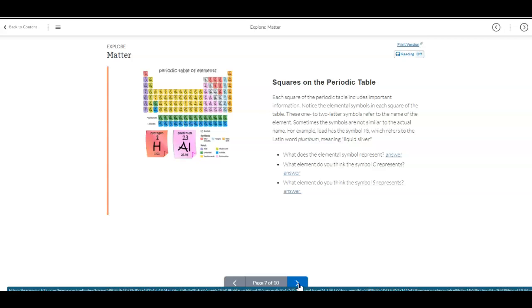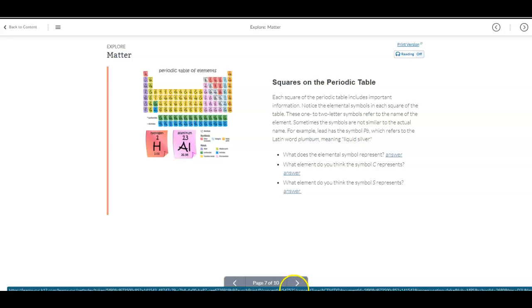Squares on the periodic table. Each square of the periodic table includes important information. Notice the elemental symbols in each square on the table. These one to two letter symbols refer to the name of the element. Sometimes the symbols are not similar to the actual name. For example, lead has the symbol Pb, which refers to the Latin word plumbum, meaning liquid silver.